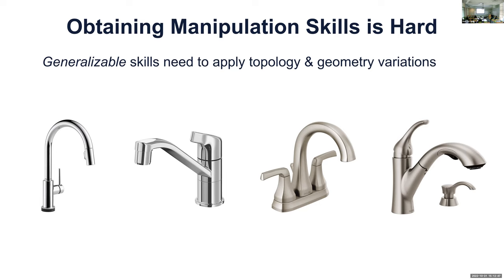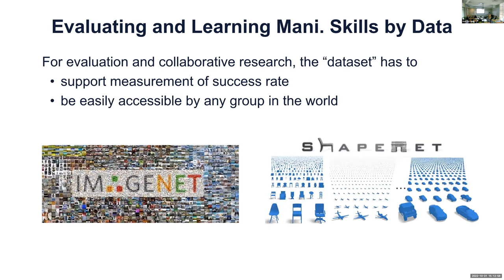Okay. So object manipulation is just hard. How do we solve such very hard problems? Well, a lot of effort needs to be done. And importantly, we do need collaborative research across all the research units in the world. For effective evaluation and collaborative research, a good data set is important.